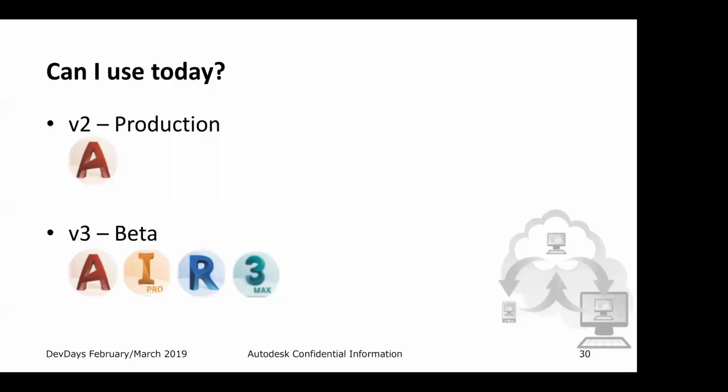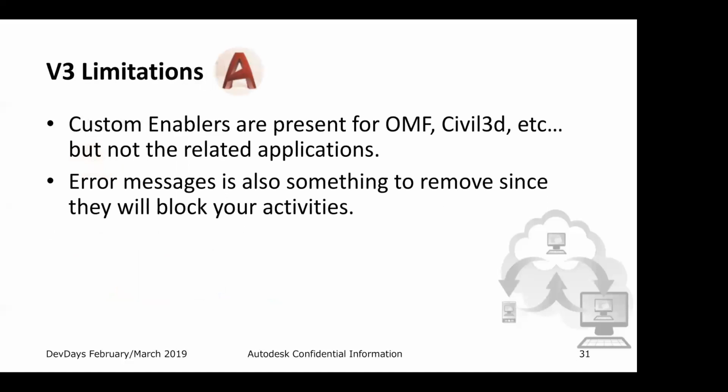Well, being in beta, we have a few limitations on Design Automation, and that's very important. For AutoCAD, here are a few of those. We have some custom enablers for Civil 3D, OMF, etc., but we cannot really access that information in our code, right? We can just use the object enablers to make sure that the objects are created properly. And most of the error messages inside AutoCAD were removed, so you have to handle that yourself. That applies to all the engines, actually. So keep that in mind.